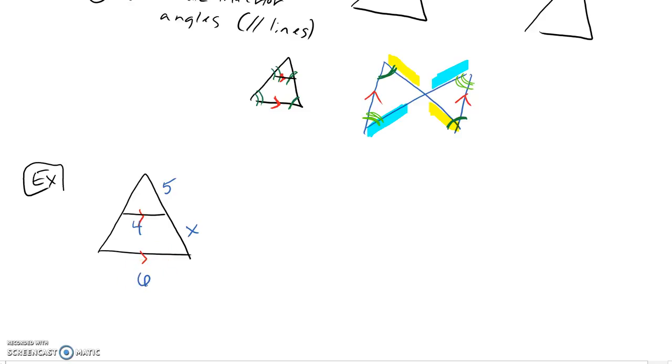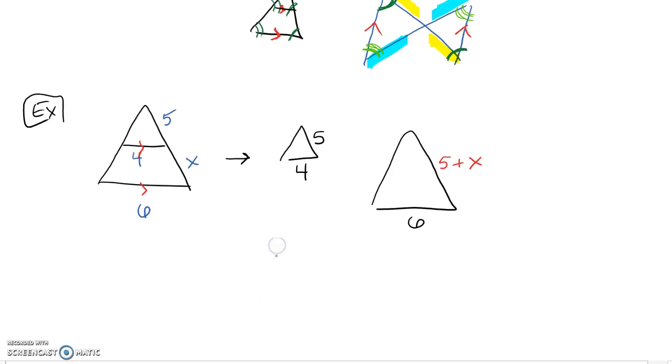Whenever you have a triangle in a triangle, redraw them. So I have a small triangle and a big triangle. I know this is 6 and this is 4. This is 5. This is where people get confused. The big side here would be 5 plus x, because I have both of those things added together. So that means 5 became 5 plus x, and 4 became 6.